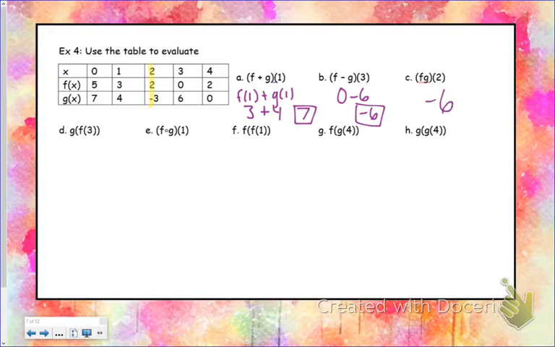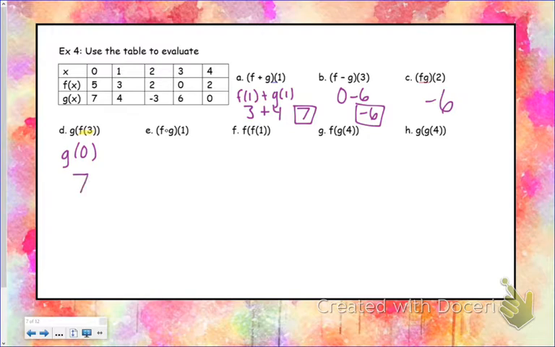And now we'll look at composition. Okay, so similar process. So I start with the inside, f of 3. So when x is 3, then f of x is 0. So now I'm evaluating g of 0. So at 0, g is 7. So my final answer here is 7.